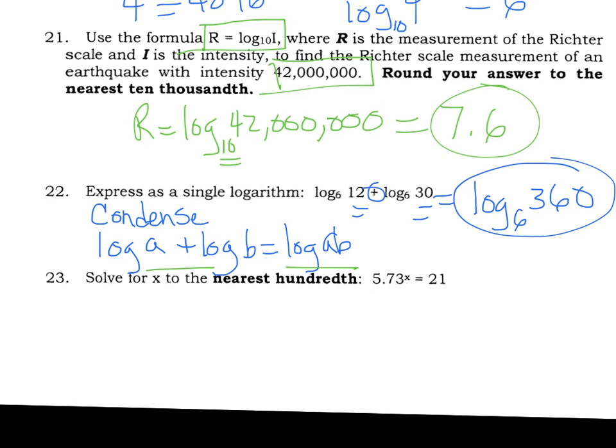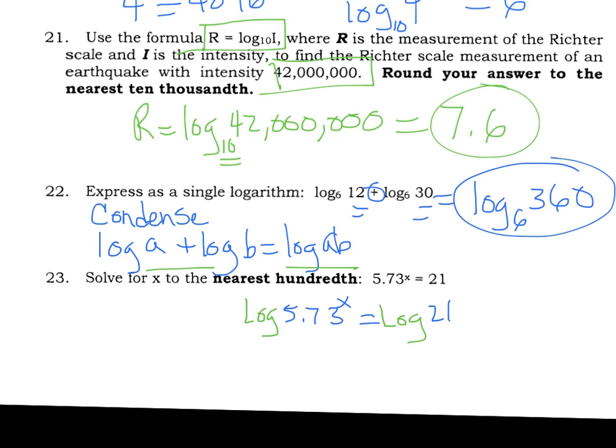Okay, 23 is an equation to solve. 5.73 to the x power equals 21. Again, there might be some possible guess and check strategies here. It might be pretty quick to check the answer, but probably the most direct algebra way to solve this is to take the log of both sides. So in other words, take the log of 5.73 to the x equals the log of 21. And notice that the original equation is still there in blue, but I've just added a log to both sides.